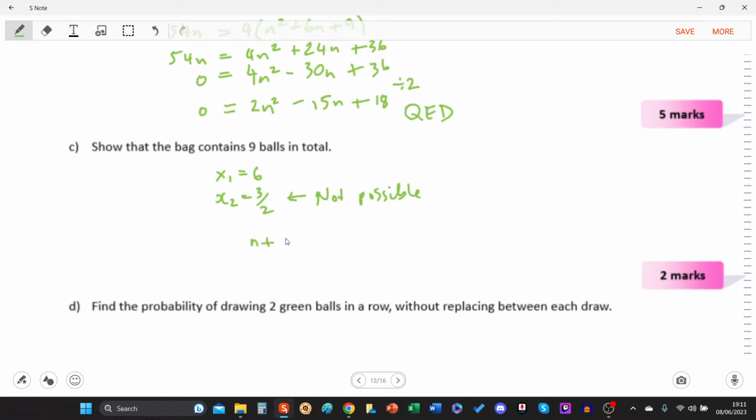And if n plus 3 equals the total, and n equals 6, because that's how we just found it to be, therefore, total is, should we do it that way? Yeah, 6 plus 3, which equals 9. Call me over the top, but there's a lot of work for that.